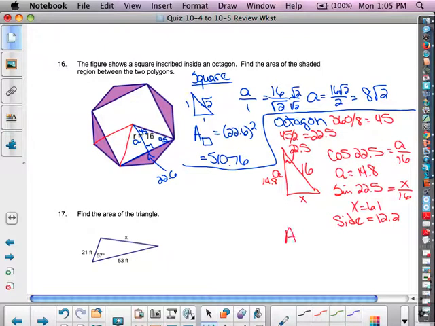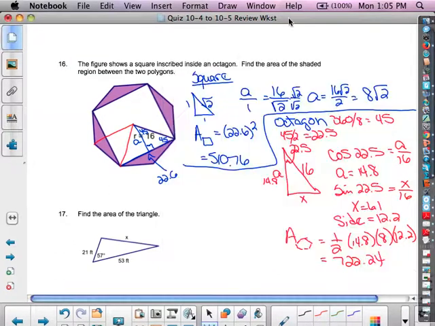So the area of the octagon is going to be equal to 1/2 the apothem. The apothem we said is 14.8 times the perimeter, which is 8 times the length of a side, 12.2. That will give me an area of 722.24.